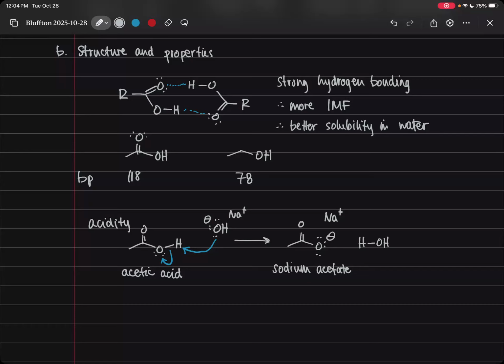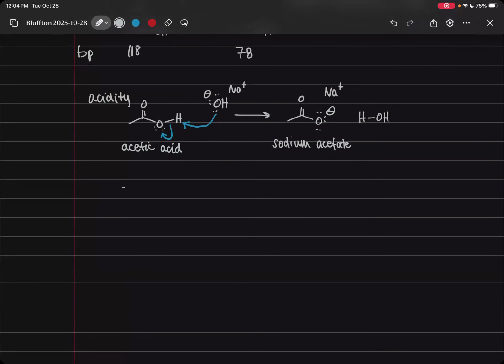But Dr. Eubanks, can't you just do the same thing with ethanol? And you can draw it. I'll be good and draw my lone pairs. Okay. So you can draw the same thing with ethanol, which again looks similar to the sodium acetate, just without the carbonyl group.